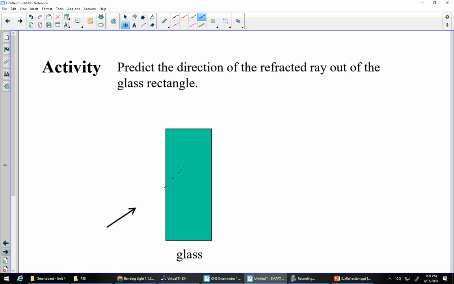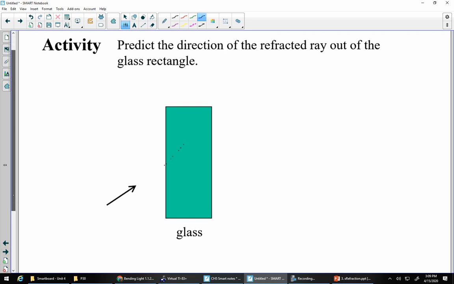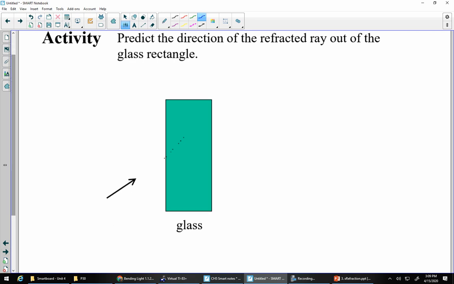So you've got this one in your workbook. Can you predict the direction of the refracted ray out of the glass rectangle? So if you want to take a minute and put it on pause and try and figure it out, maybe use an eraser just in case, but you can absolutely do that. Put it on pause now. Otherwise, let's go through and let's check it out.